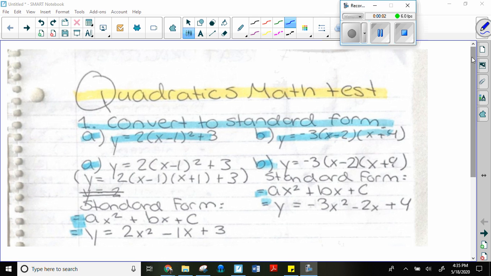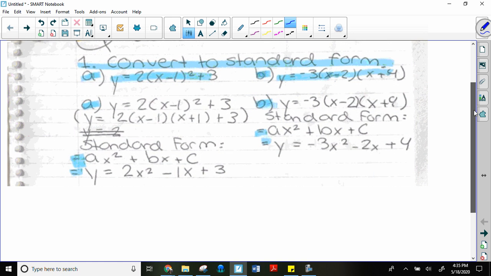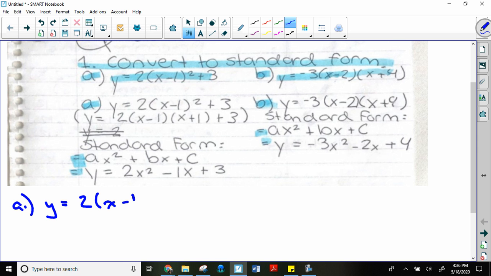I'm going to break up your math test into different sections just to go over them a little bit. So your first section was to convert to standard form. We have to take these different forms that we've been given and do some math to get them into standard form. So let's make sure we're doing our math properly. Y equals 2x minus 1 squared plus 3.